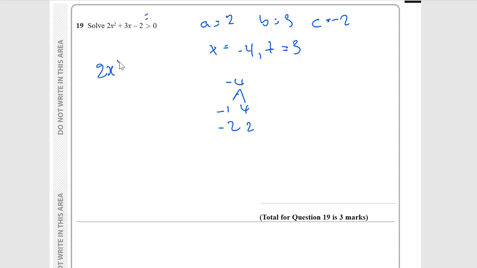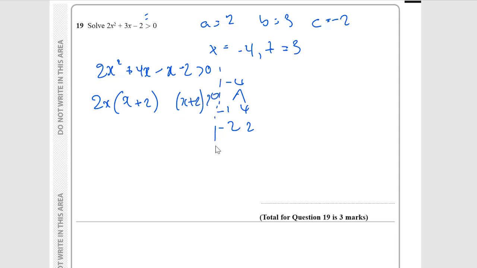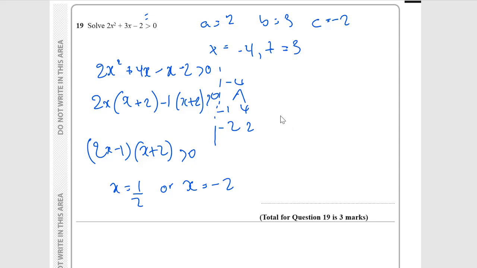So 2x squared plus 4x minus x minus 2. So 2x times x plus 2, minus 1 times x plus 2. So we have here 2x minus 1, x plus 2, greater than 0. So in this case, x is equal to a half, or x is equal to minus 2.